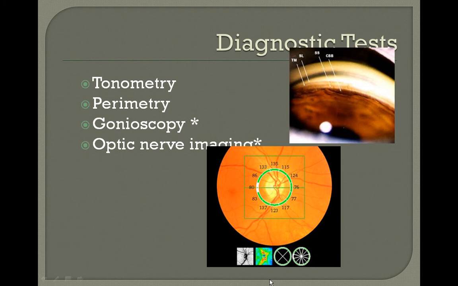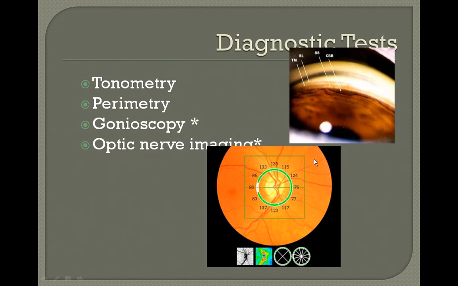Perimetry is what's done to test the visual fields. Again, with glaucoma, once that damage starts to occur, it affects the peripheries first. Perimetry is a computerized test of the visual fields. When we test the 6 cardinal fields of gaze, this is us standing in front of the patient, taking them through a series of eye movements.